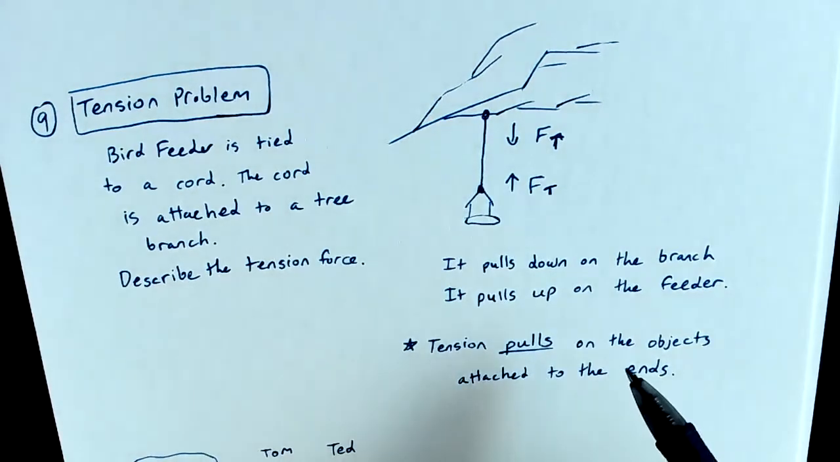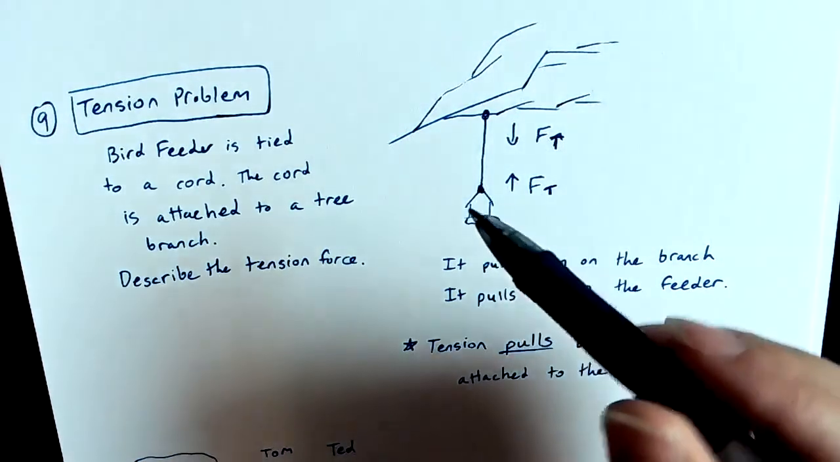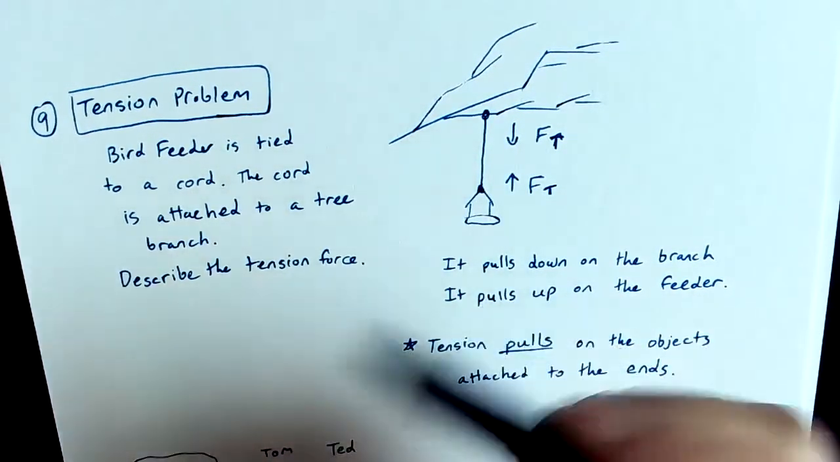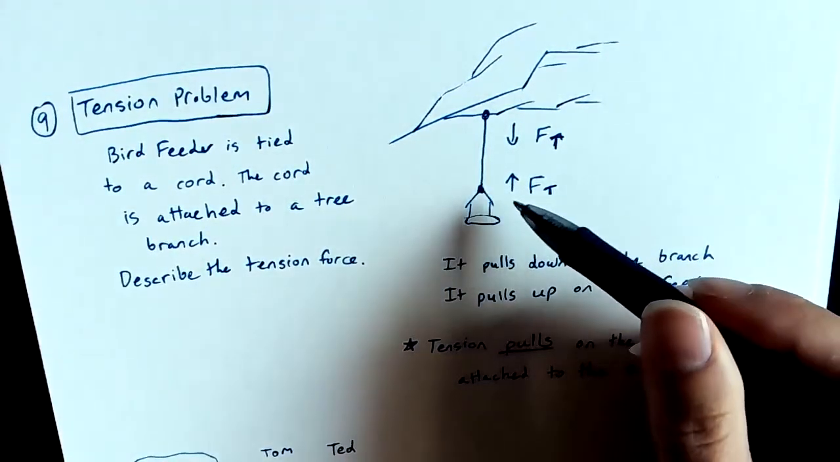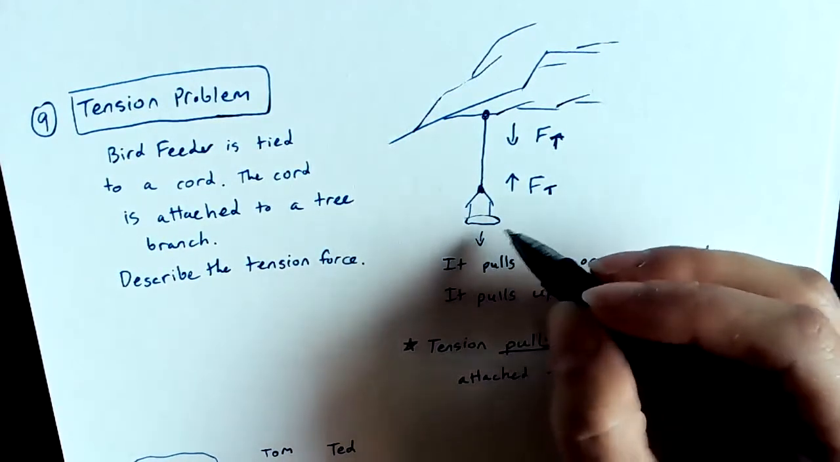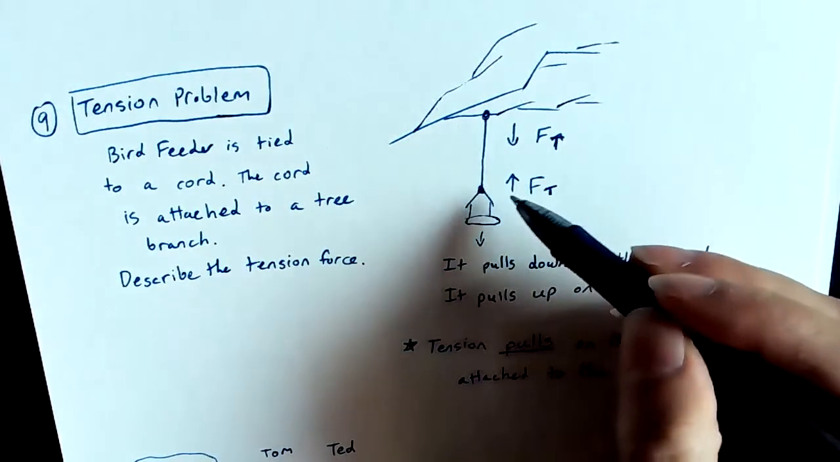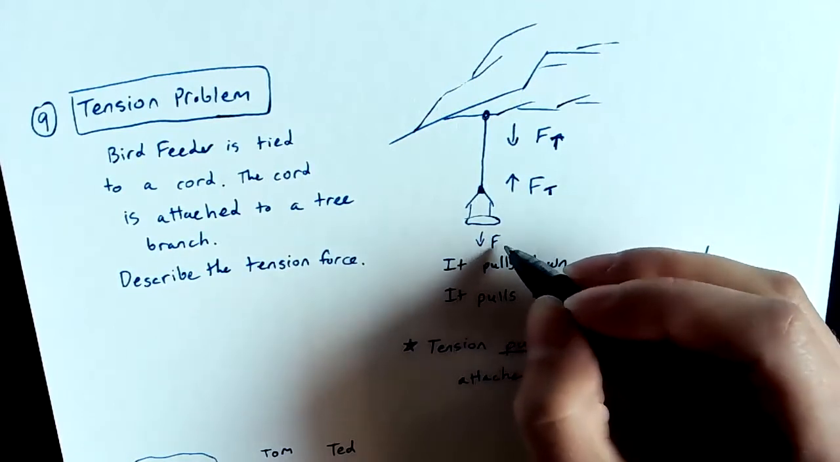Tension always pulls on the objects attached to the ends. So it doesn't make sense for tension to like push against the object, right? That's not how it works. The bird feeder is pulling down due to gravity, and there's that tension force pulling up in the opposite direction.